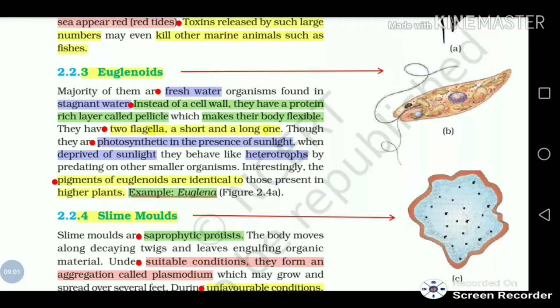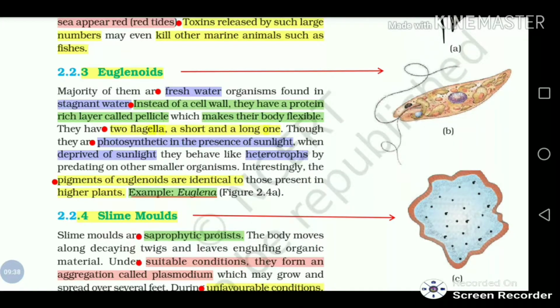The third one of Protista is the euglenoids, and they are seen in fresh water and also in stagnant water. Instead of a cell wall, they have a protein-rich layer called the pellicle that makes their body flexible. Pellicle, that's an important point in euglenoids. Another important point is that they are photosynthetic in presence of sunlight, and when deprived of sunlight, they behave as heterotrophs. These two points are the most important.